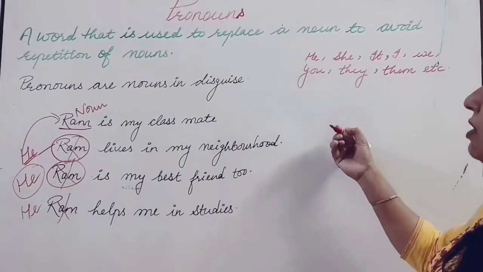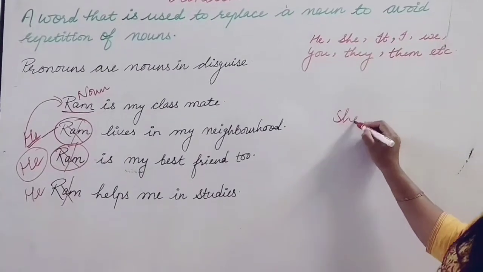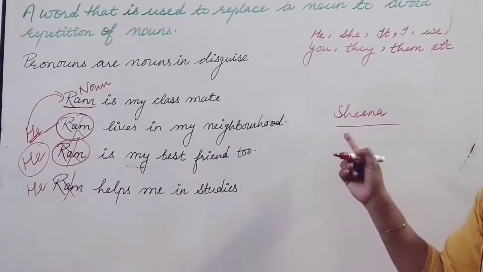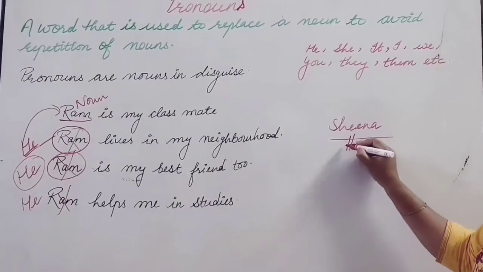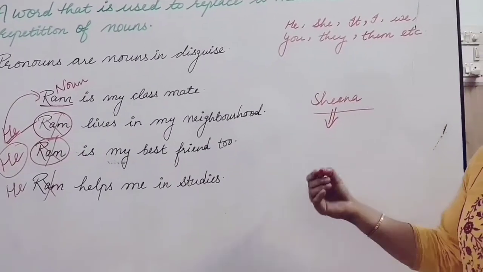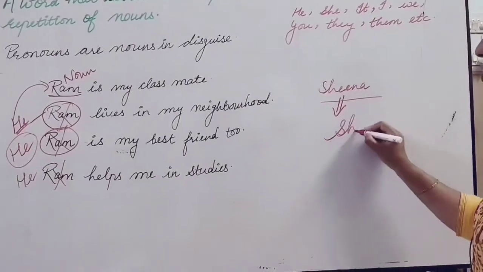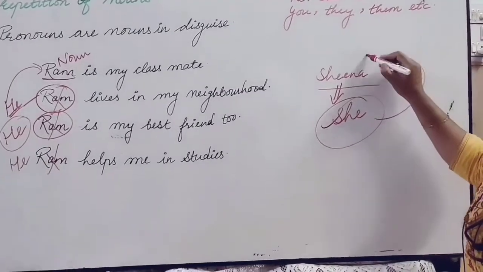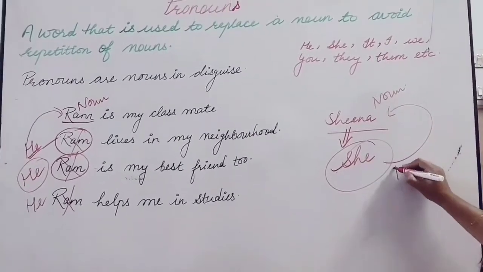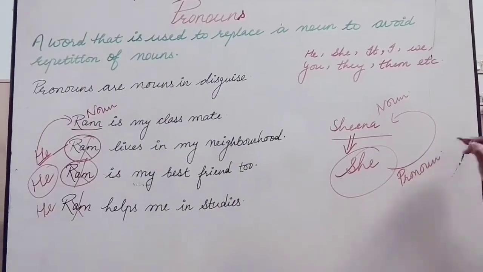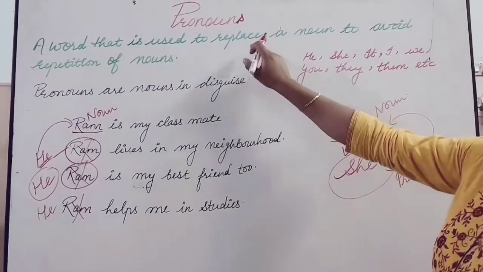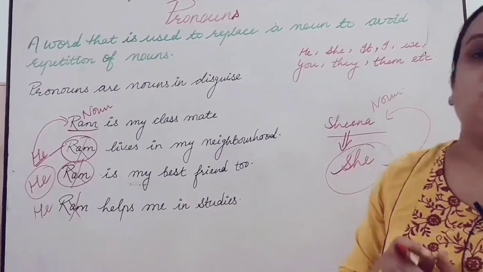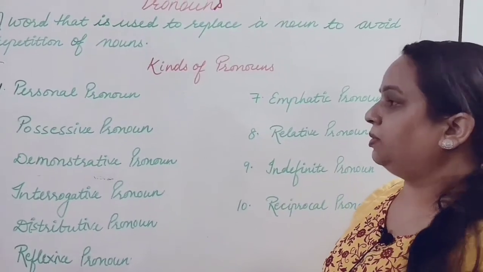For example, if I am taking the name of a girl, say Sheena, Sheena is the name of a girl. So in place of Sheena, I will not repeat Sheena, Sheena, Sheena again and again. What will I do here? I will use she. So this is the pronoun for the noun Sheena. This is all about pronouns, the replacing words to avoid the repetition of nouns.